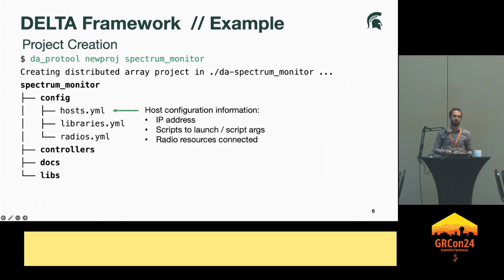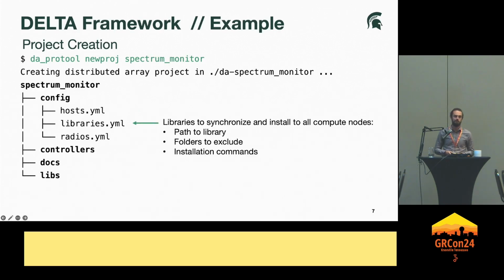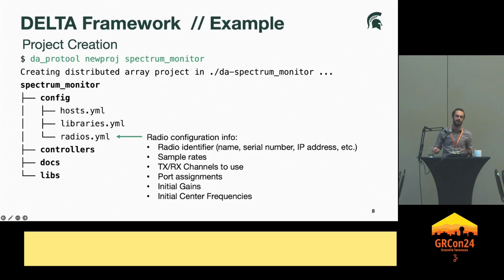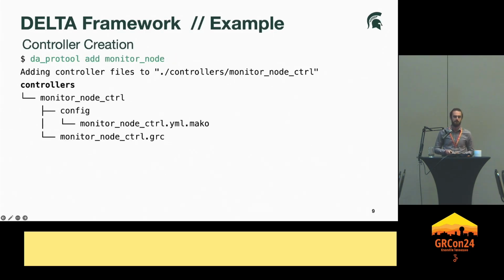It's going to create a folder structure similar to this. In the config file, we'll have hosts, which is where the IP addresses of the hosts go, what scripts we want launched on each node, and which radio resources are connected to each node. We have the libraries, so where those files on our laptop are, folders to exclude, and installation commands for how we want to install that, and then some of the radio resources. To create the controllers, we can run add monitor node, and that'll create the controller there. We have templates to generate the arguments, that's the Mako file, and then the GRC file.